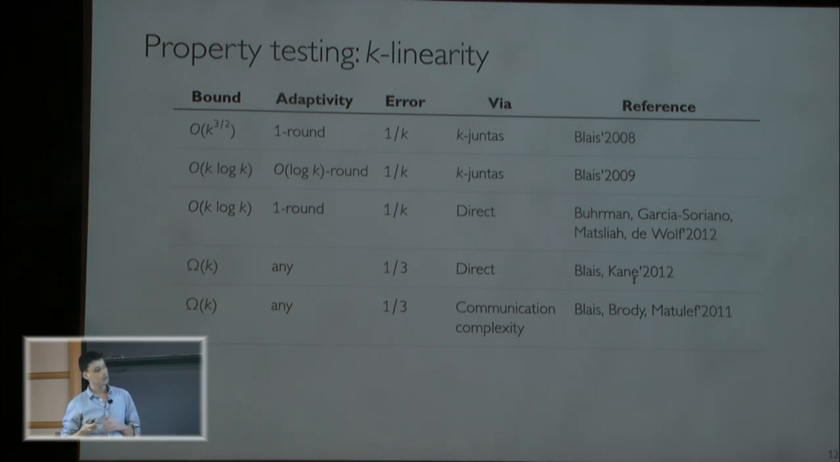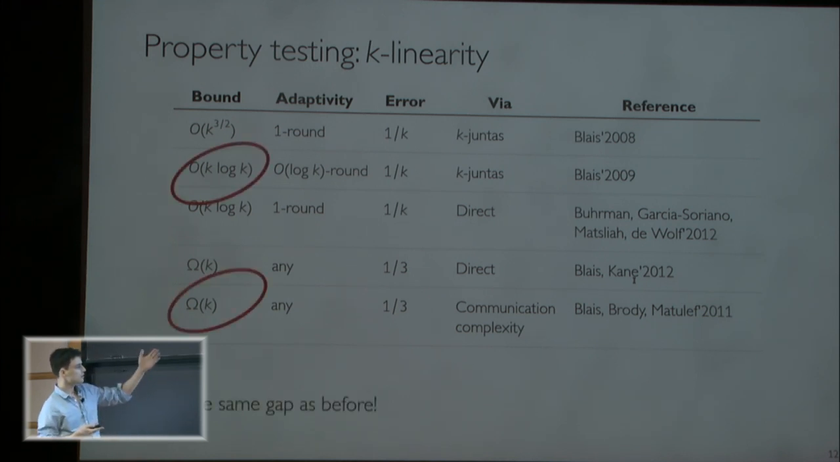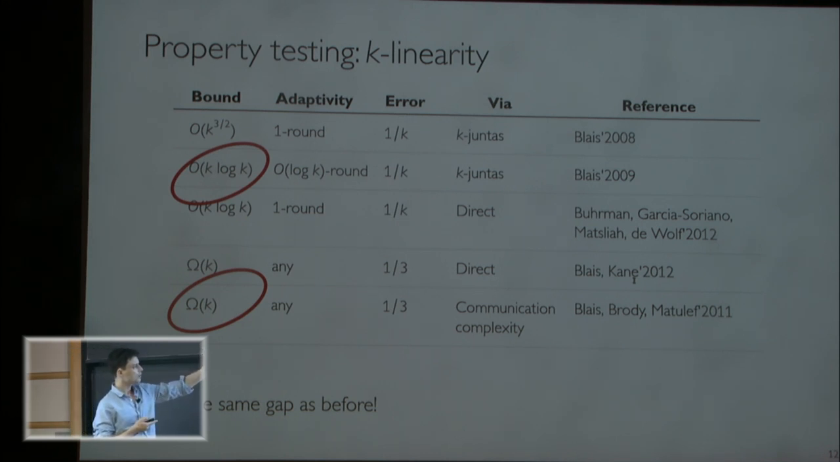So here is what was known for k-linearity. There are, let's say, one round upper bounds for k-linearity, the third line, with k log k queries. And through this communication connection, they also showed an omega k lower bound. And another sort of combinatorial, direct approach, that's essentially what we had. And we had this gap of a lower bound of omega k versus a k log k upper bound. And we knew even one round k log k upper bounds.